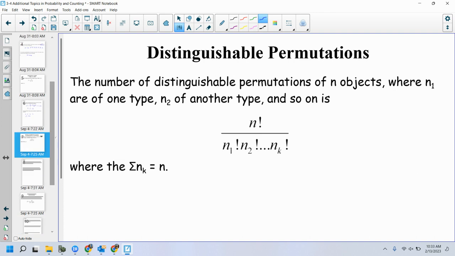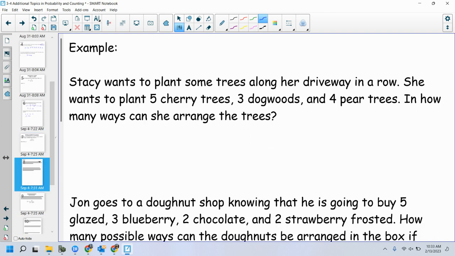Okay, let's take a look here. Stacy wants to plant some trees along her driveway. She wants to plant 5 cherry trees, 3 dogwoods, and 4 pears. So she's got how many trees in total?